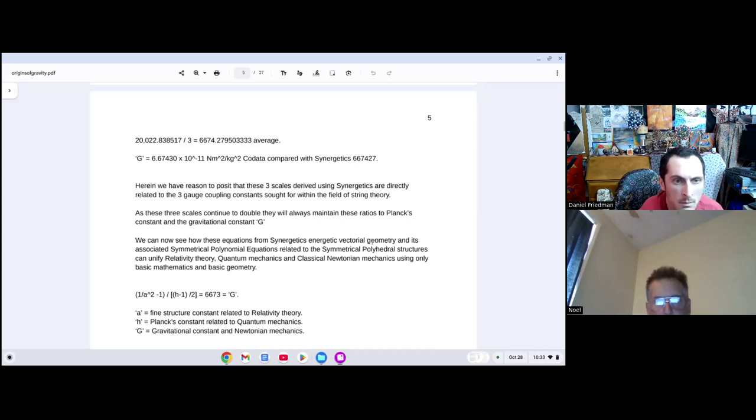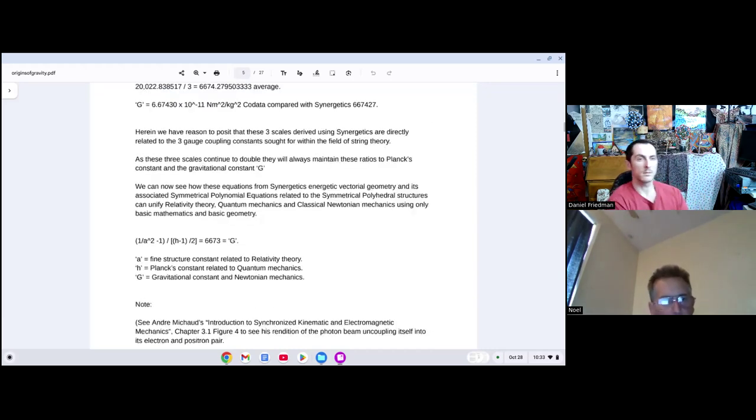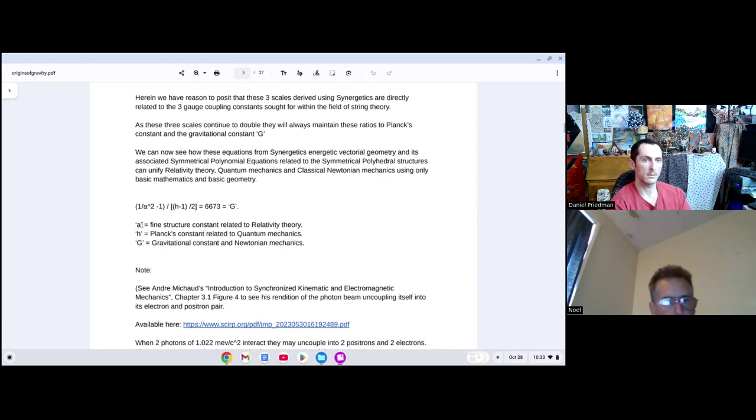Synergetic energetic vectorial geometry and its symmetrical polynomial equations, which are related to the symmetrical polyhedral structures, can therefore unify relativity theory, quantum mechanics, and classical Newtonian mechanics using only basic math and basic geometry. We see here our basic equation: 1 divided by a squared minus 1 divided by h minus 1 divided by 2 equals g.